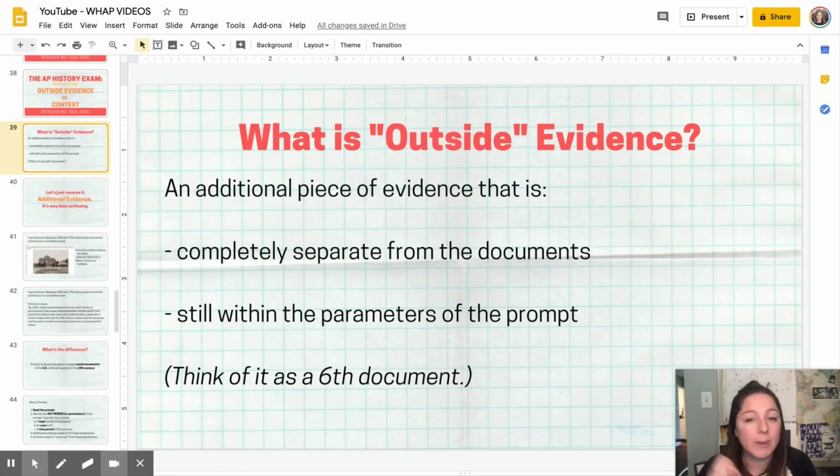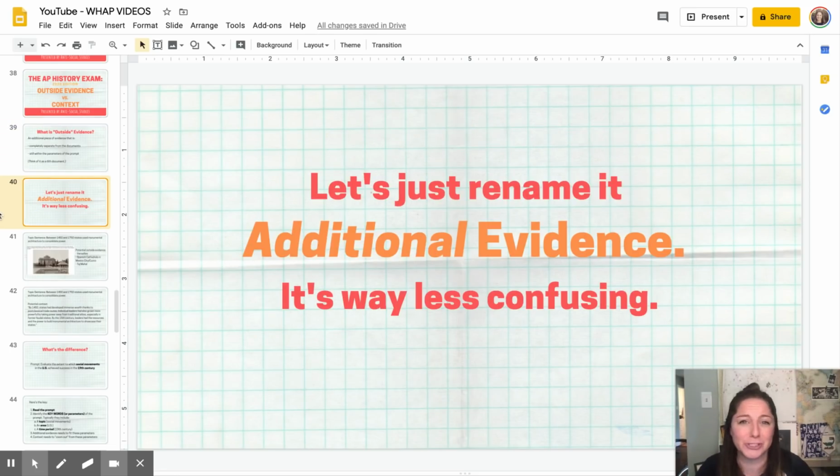The way you should really think about outside evidence is it's just an additional document. It's a sixth document. Obviously, you don't have to actually cite a specific document, right? You don't have to know of a painting or a quote, but you should think of it that way, that you would use a piece of outside evidence in your essay in the same way you would address and use a document to support your argument. So again, I really think we should just rename it. I'm going to petition the College Board to just rename it additional evidence because I think the word outside is what is tripping people up. And I'll talk more about that in a second.